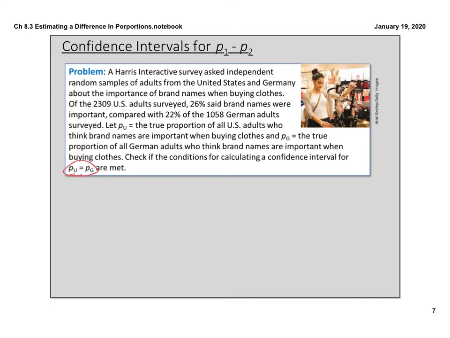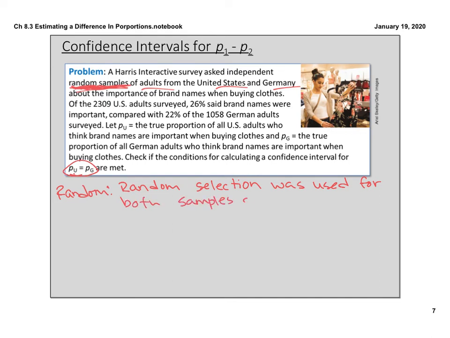Okay, so here's our conditions. So first of all, random. Random selection was used in both samples. This is a simple one usually. It says it asked independent random samples of adults from the United States and Germany. This was stated. Great, check, done. Random selection was used for both samples, as stated. Great. Okay, moving on.